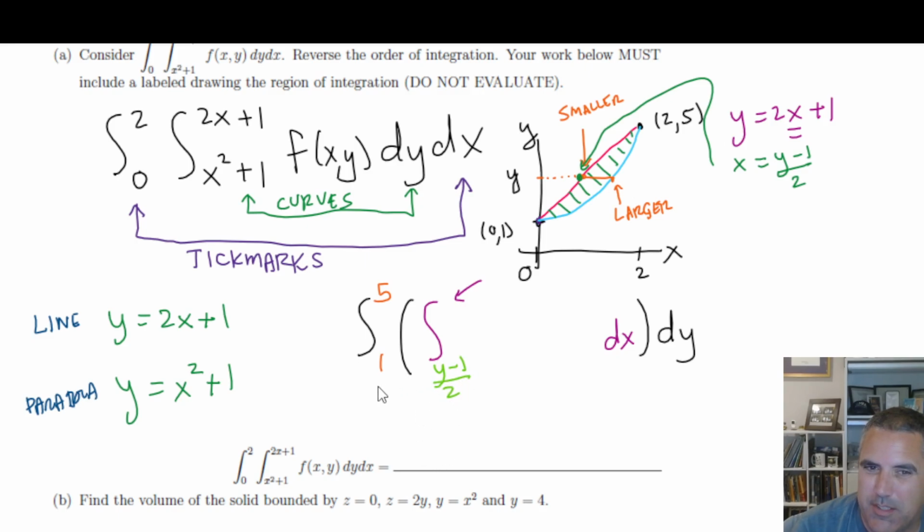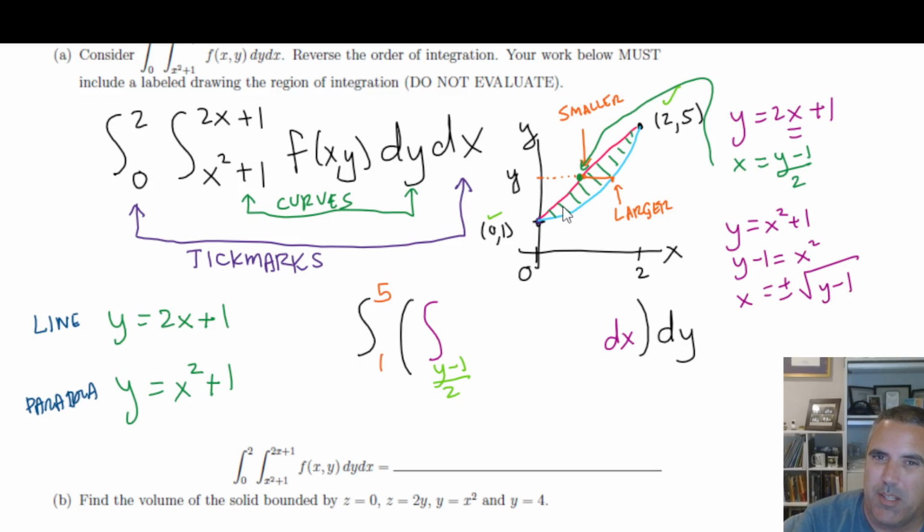You can plug in a few things to check, like when you plug in a 1, you get a 0. Okay, that's good. When you plug in a 5, you get a 2. Oh, that's good. And you could try a few others if you wanted. All right, now the other one, the larger one. So that comes from the parabola, but I need to rearrange. And I get x is plus or minus the square root of y minus 1, but I can see that it's positive x's. The negative x's would be the other side of the parabola. So I'm going to plug that in.